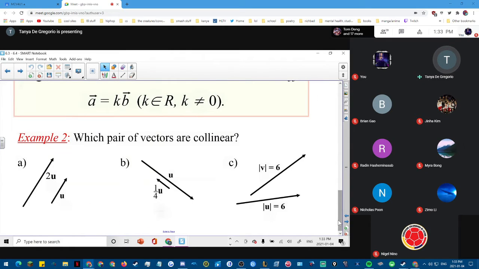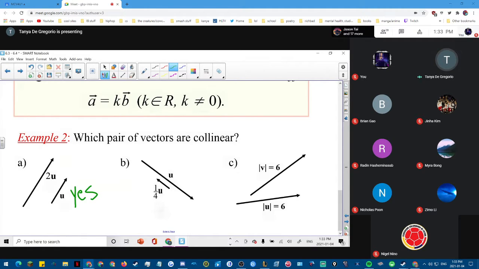All right, so which pair of vectors are collinear? So what do you guys think? Does A look like it's collinear? Yes. Are they parallel? Basically, when you look at them, are they parallel? Oh no, they don't necessarily have to go in the same direction. Are they parallel? So yeah, A, yes, they're collinear.